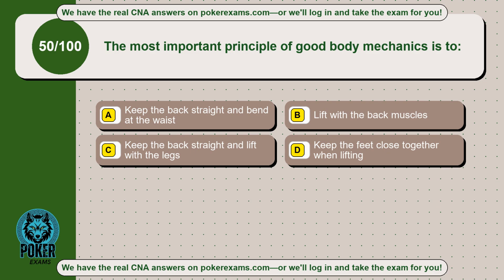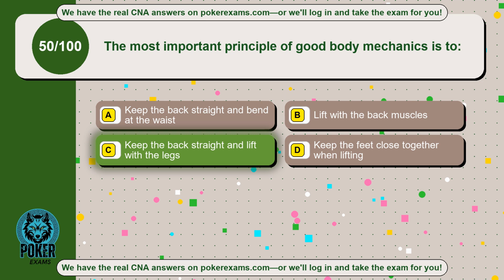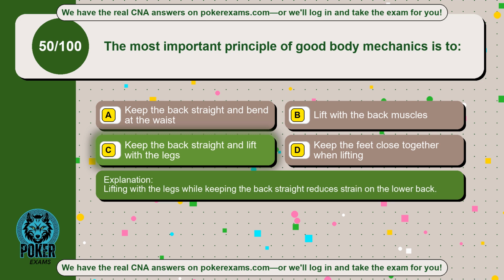Question 50. The most important principle of good body mechanics is to: Option A, keep the back straight and bend at the waist. Option B, lift with the back muscles. Option C, keep the back straight and lift with the legs. Option D, keep the feet close together when lifting. The correct answer is option C. Keep the back straight and lift with the legs. Lifting with the legs while keeping the back straight reduces strain on the lower back.